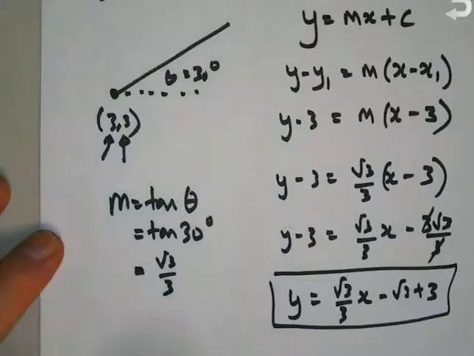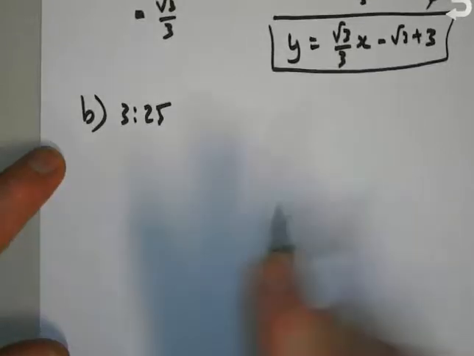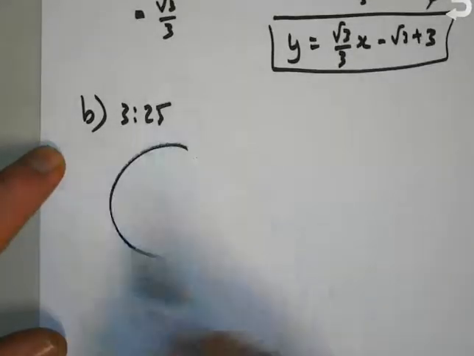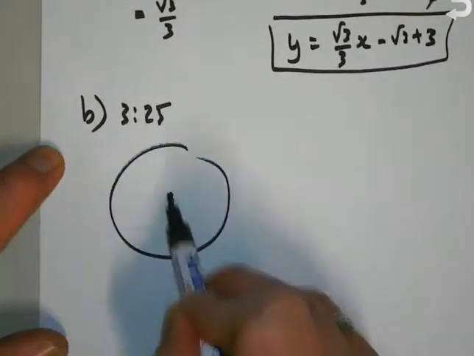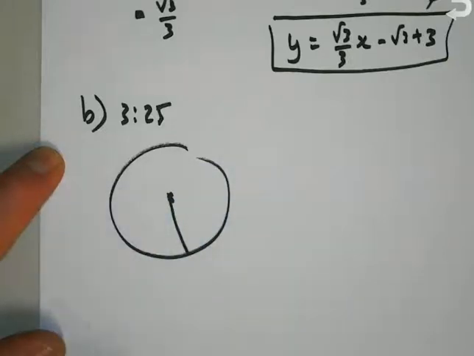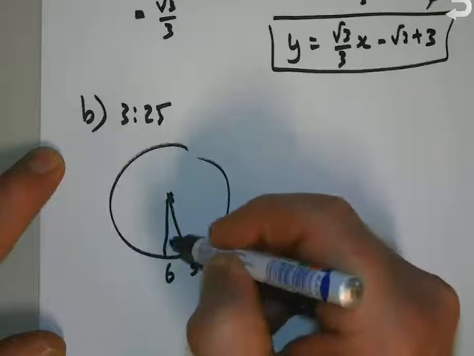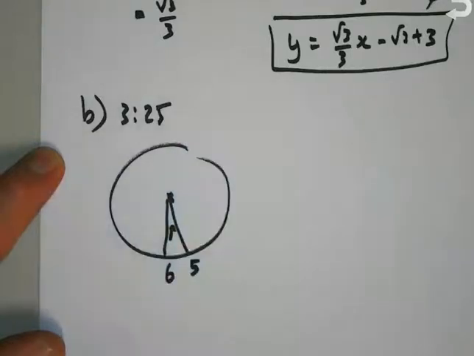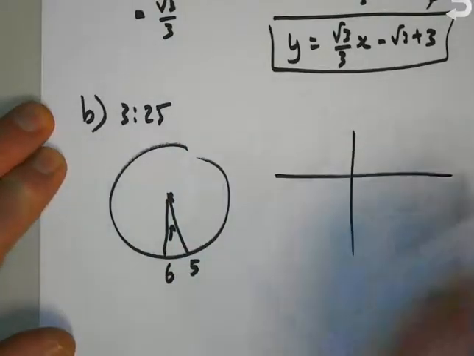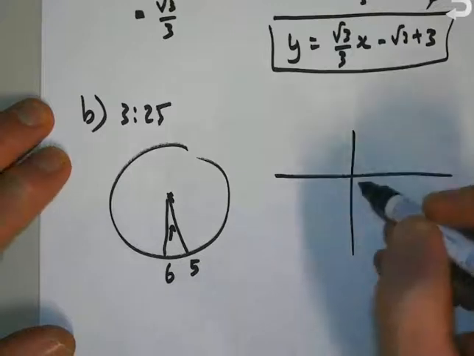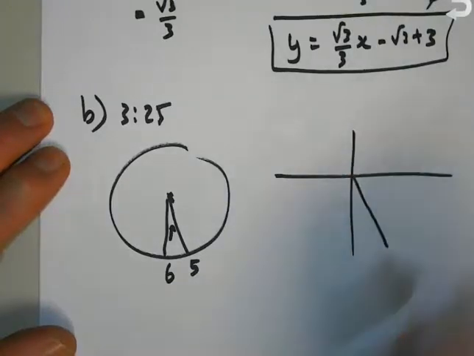In part B, it's at 3:25. 3:25, I need to consider where is the minute hand at 3:25, and it's going to be there pointing to the 5. I know that that's going to be 30 degrees in there. So looking at my minute hand pointing at 3:25.